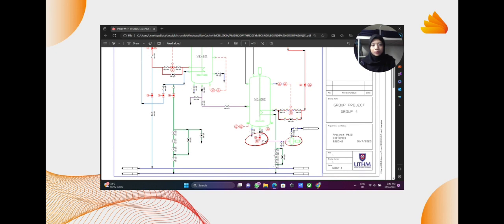Let's go to the next slide. Next, I will continue for the lines and equipment.